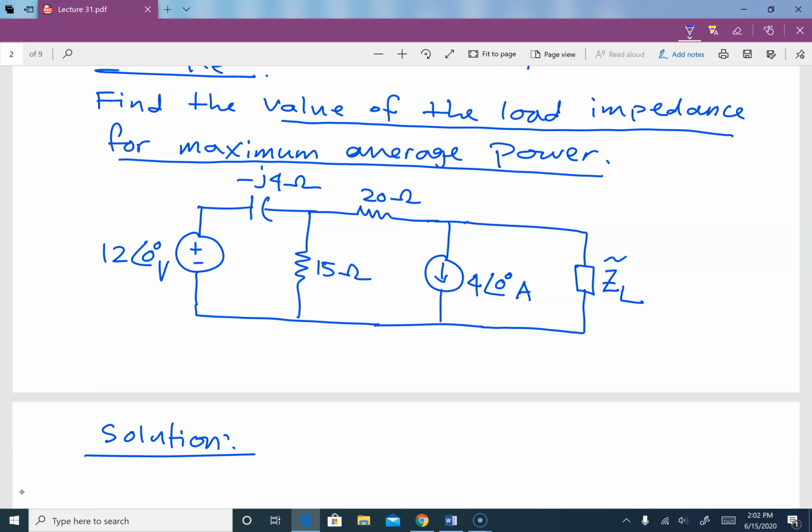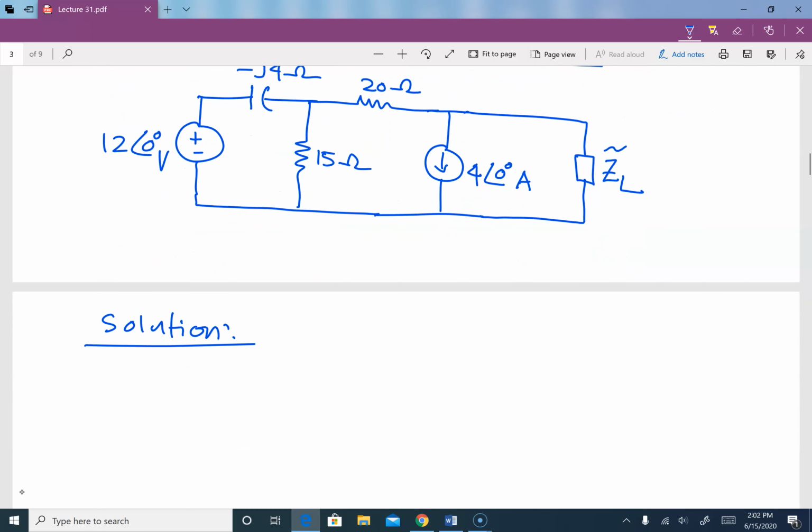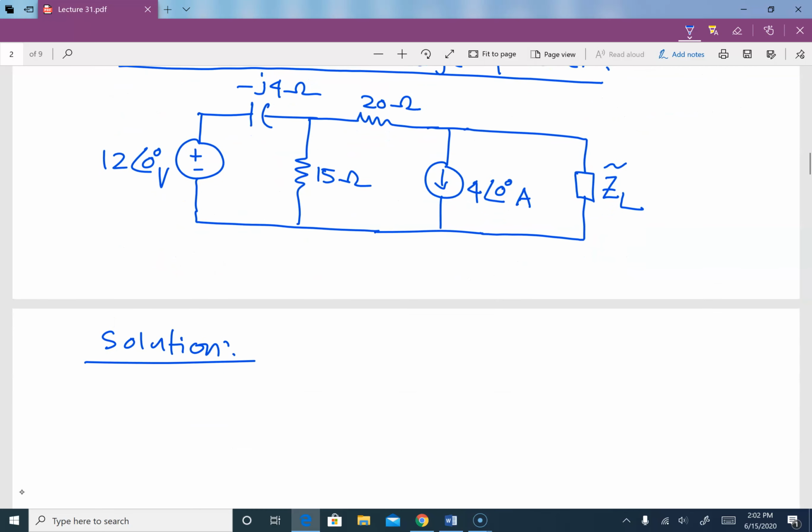Now for Z Thevenin, we look at the circuit. It has only independent sources, no dependent sources. That means we can go with the reduction method. So our circuit here will be like this. The voltage source will be shorted. Then we have negative j4.